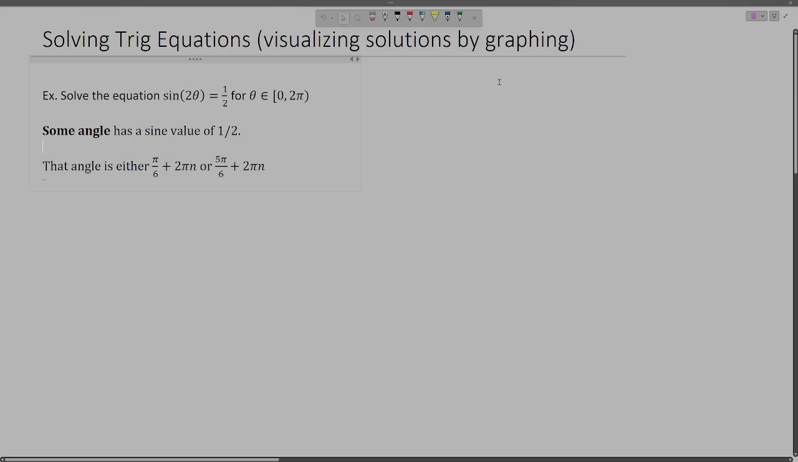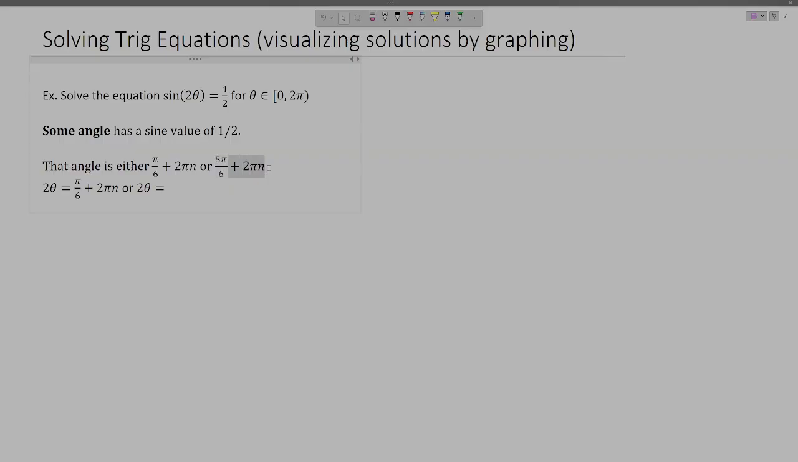The neat thing about this one is that in this problem that angle is not just theta. That angle today is 2 theta. So the way we're going to write this, let's copy paste this. So either 2 theta is equal to that, or 2 theta is equal to this guy.